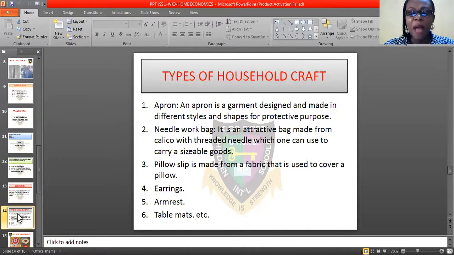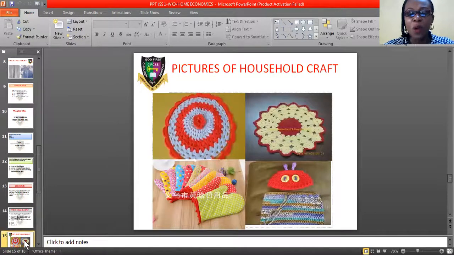Now we have needlework. Now let me show you some examples of this needlework. Now look at it. This is my knitting work. This is my table mat. This is another design of table mat. This is my hand glove. This hand glove, you can use it to bring out hot things, like carrying a hot pan from the oven. You can make it with your hand.